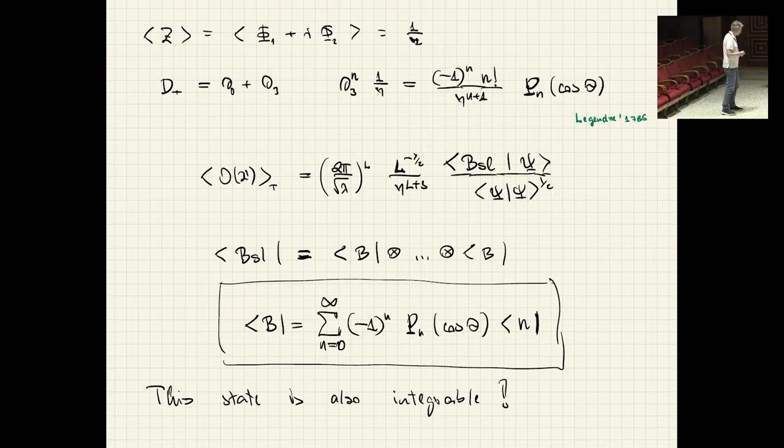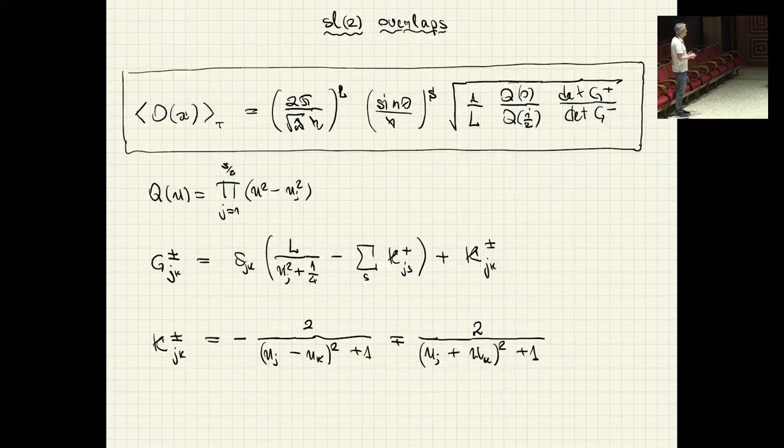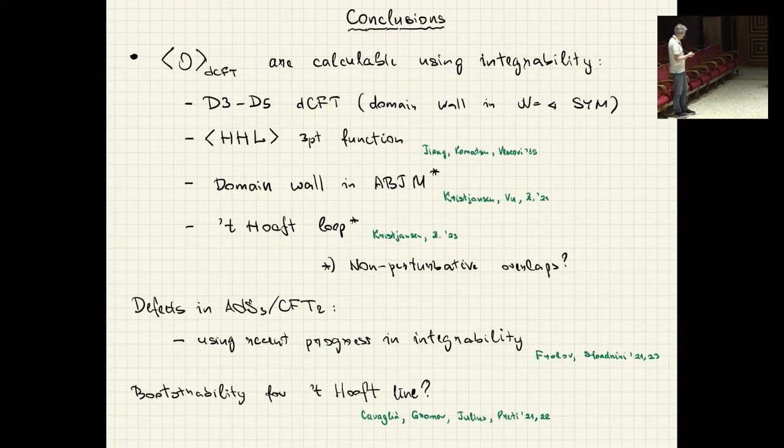And quite remarkably, the integrability condition for this state basically boils down to the recursion relation for Legendre polynomials. So this state is also integrable, and indeed it has a very simple overlap expression, again in terms of Gaudin superdeterminant and some prefactor depending on the Q functions of the state.